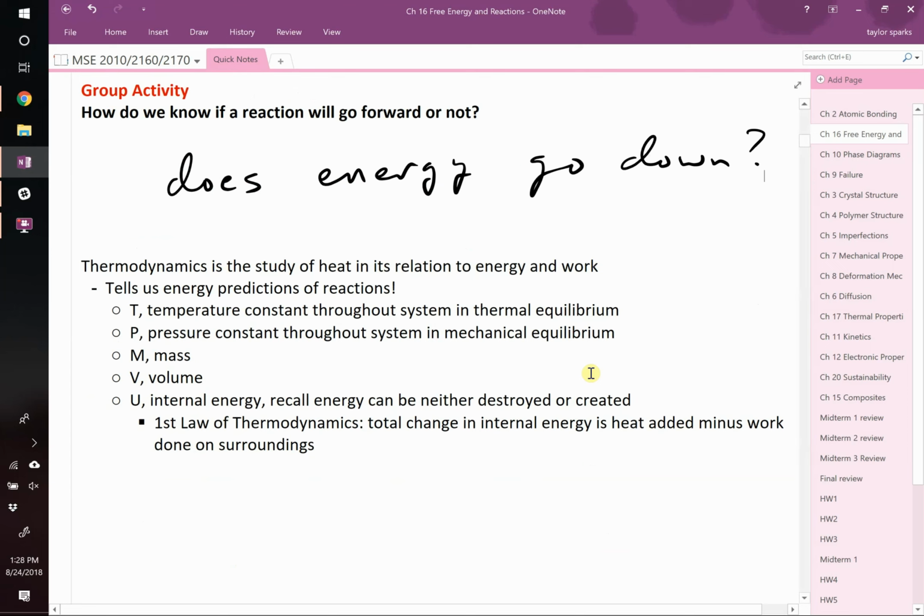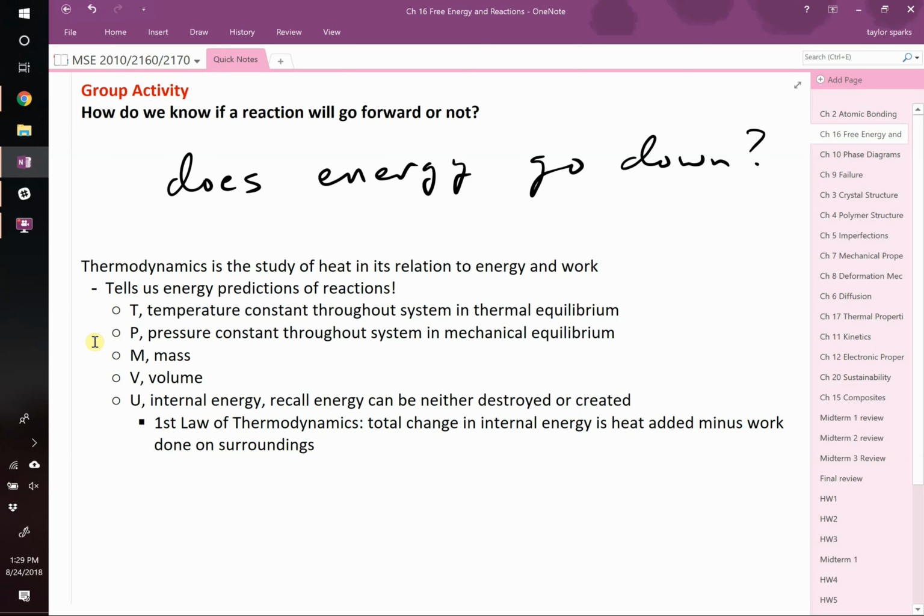Now, to do thermodynamics, we have to introduce some variables that we're going to be using throughout all the semester. T, that's our temperature. It's going to be constant throughout all the system if we're in thermal equilibrium. So we're going to make a bunch of assumptions this semester that make thermo really easy. When you take thermo, it will be harder, but this is like easy thermo right now, okay? There's P, which is pressure. And again, if the system's in mechanical equilibrium, we're going to say that that is constant throughout. There's also mass, there's volume, and now we get to the first tricky one, internal energy.